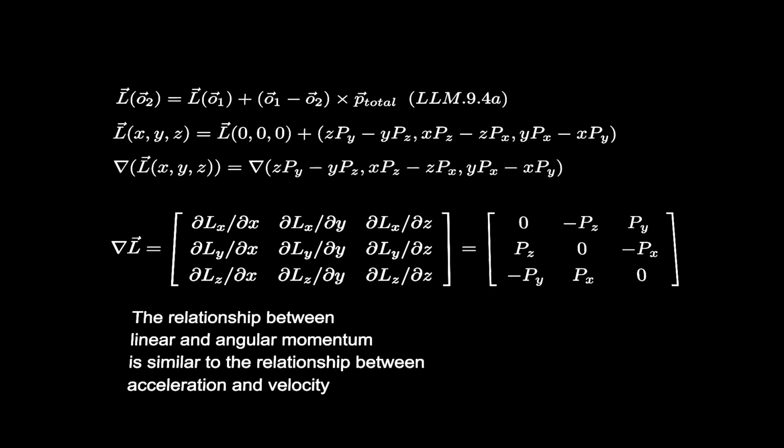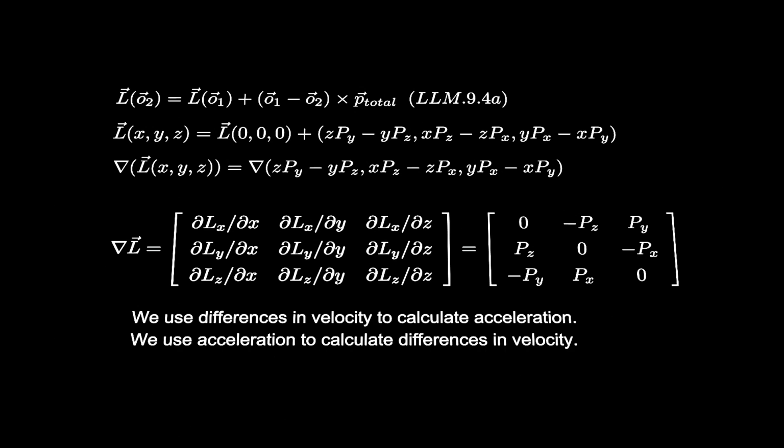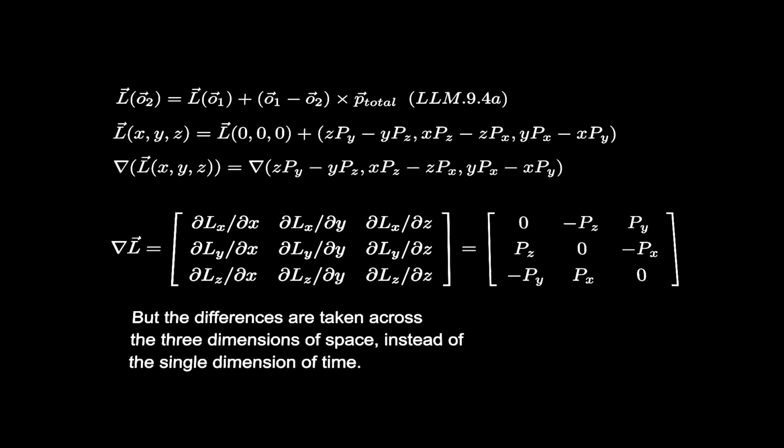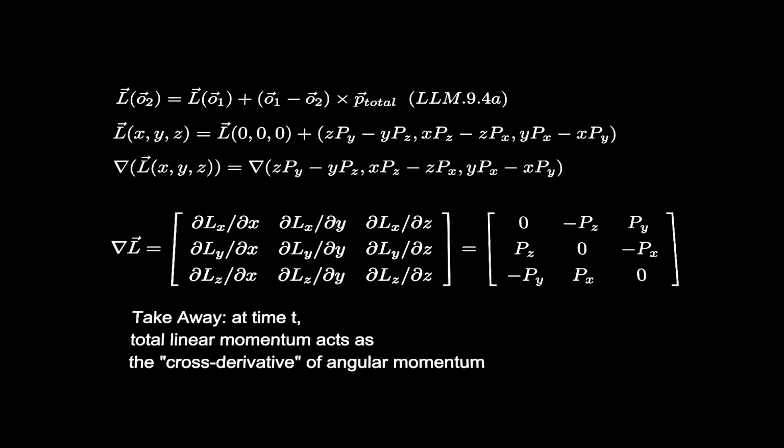The relationship between linear and angular momentum is similar to the relationship between acceleration and velocity. We use differences in velocity to calculate acceleration. We use acceleration to calculate differences in velocity. We use linear momentum to calculate differences in angular momentum. We use differences in angular momentum to calculate linear momentum. But the differences are taken across the 3 dimensions of space instead of the single dimension of time. Remember, at time t, total linear momentum acts as the cross derivative of angular momentum.